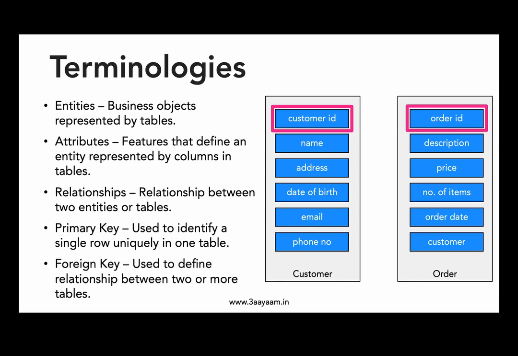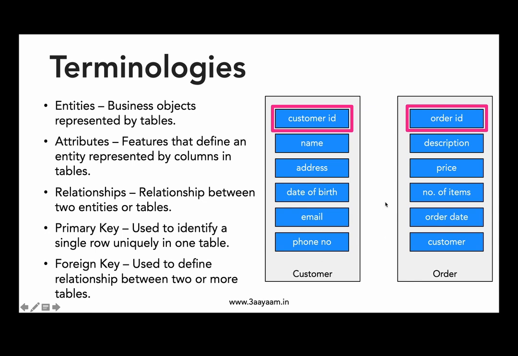Then we have foreign key, and foreign key is used to define relationship between two or more tables. So let's say I want to find out the details of the customers who have placed a particular order. How do I find that? In the order table, we have order ID, order description, order price, the number of items, order date and customer. Now what is this customer? This is basically a customer ID because we do not have any other customer details. But if we have to find customer details for a particular order, how do we find them? We get the customer ID from the order table and use that customer ID in the customer table to get the customer details.